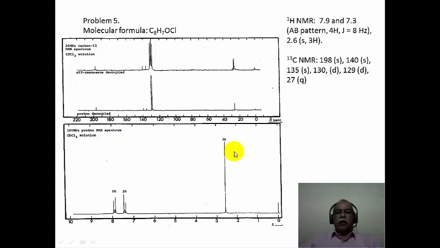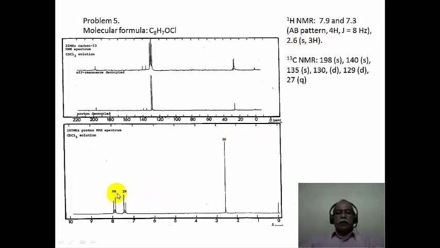Now let us look at the proton NMR data which is extracted out of the spectrum that is shown here. 7.9 and 7.3 are approximate chemical shift values of this AB pattern. I have mentioned it as AB pattern because it looks like an AB pattern with 4 big lines that are seen here. However, this is actually an A prime, B prime kind of a pattern with chemical shift values of 7.9 and 7.3 and a coupling constant JAB of roughly 8 Hertz or so in this particular case, and 2.6 corresponds to a singlet of 3 hydrogen intensity.